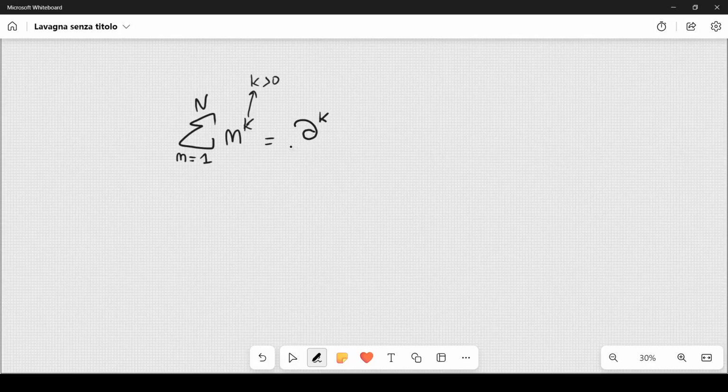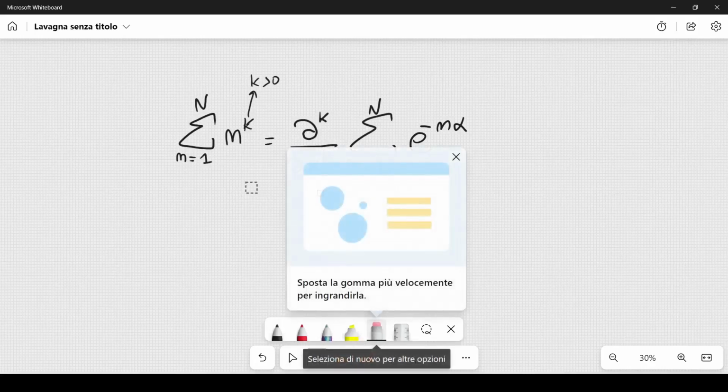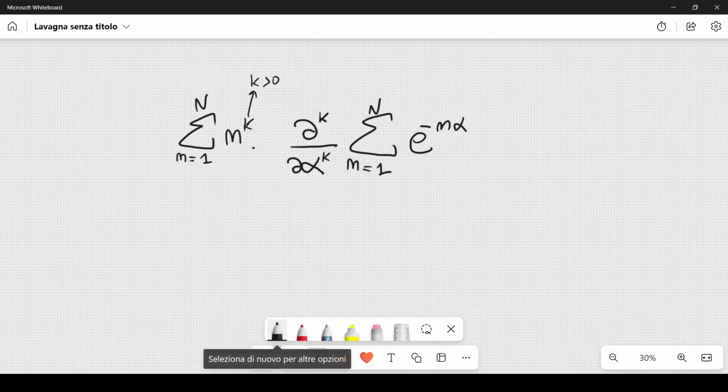So we can take the partial derivative with respect to a parameter that I still have to define, alpha, k times, of the following summation from 1 to capital N of exponential to the minus n alpha, and then we also have to multiply this by minus 1 to the power k. Let me cancel this equal sign and put it here, and then we have minus 1 to the power k.